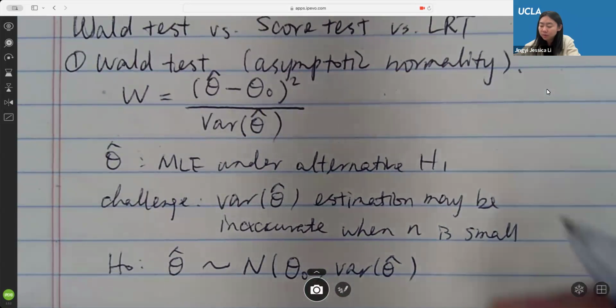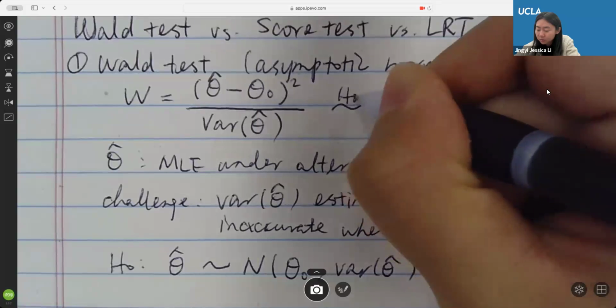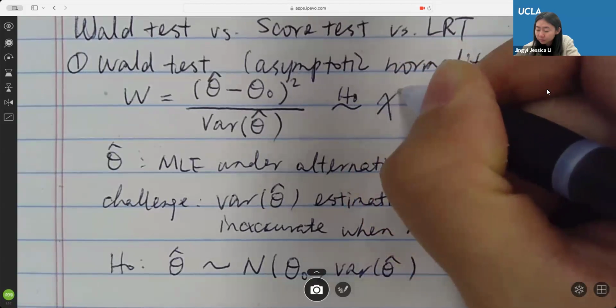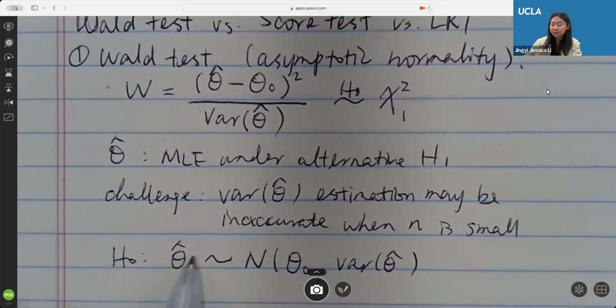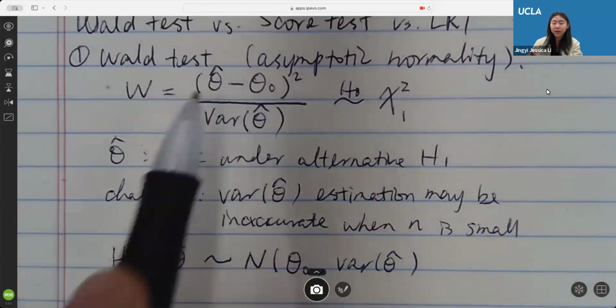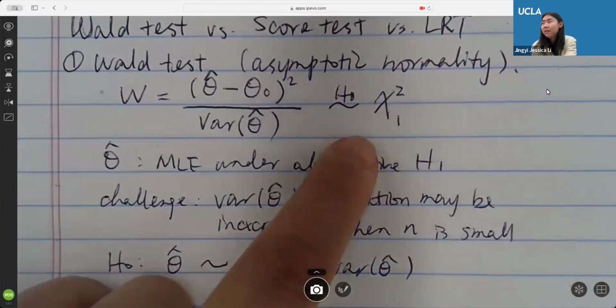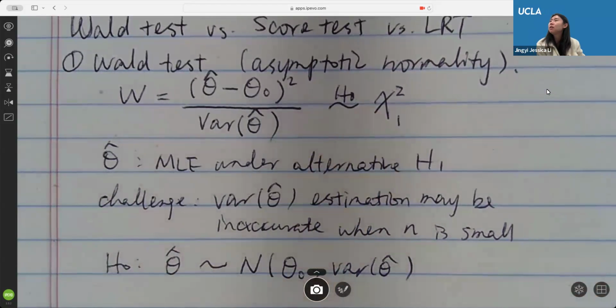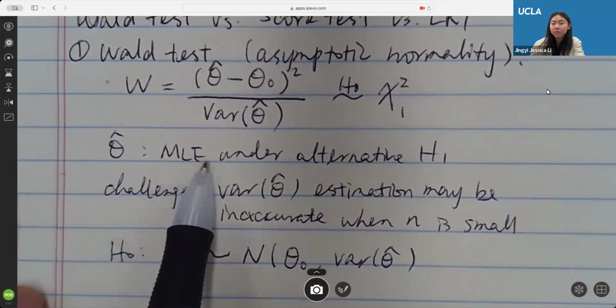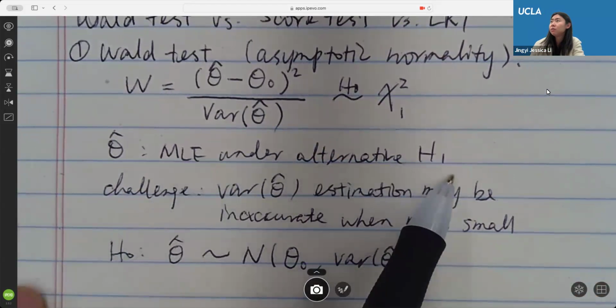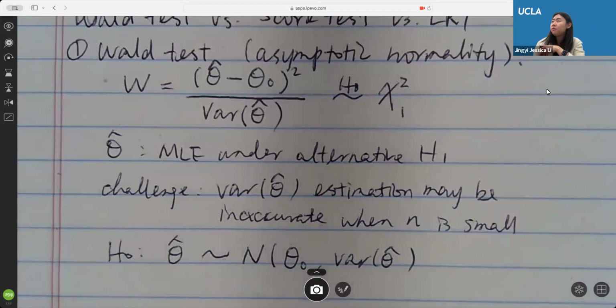So essentially, this will follow under the null chi-square 1, because we are standardizing it, and then before we square it, it's close to standard normal. That's the foundation. But if your sample size is too small and asymptotic normality does not hold well, then this will not hold well. So it's just an asymptotic result. And also, as you can see, we would require to do MLE under the alternative model. And if MLE is difficult to obtain, like numerically, this is another challenge.